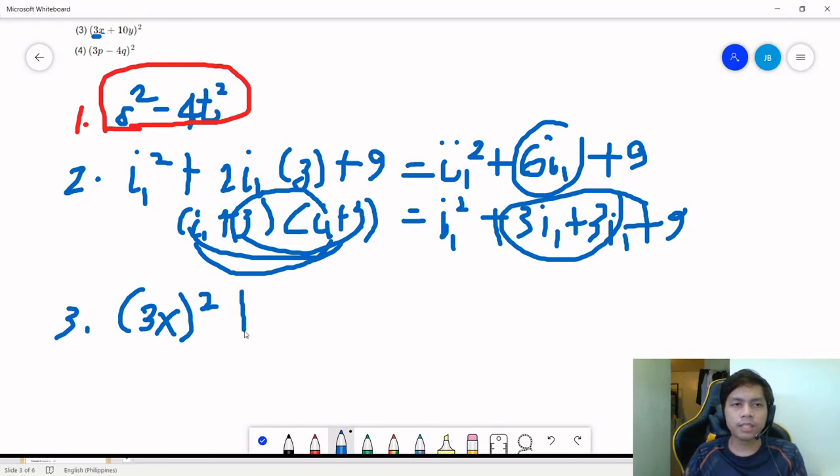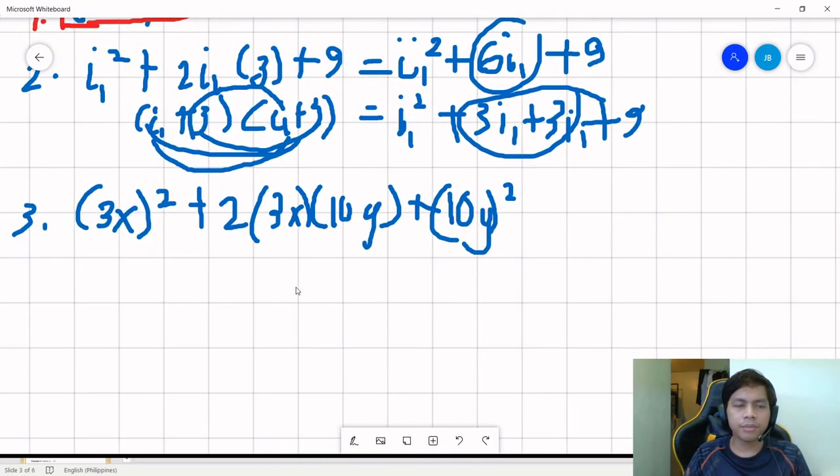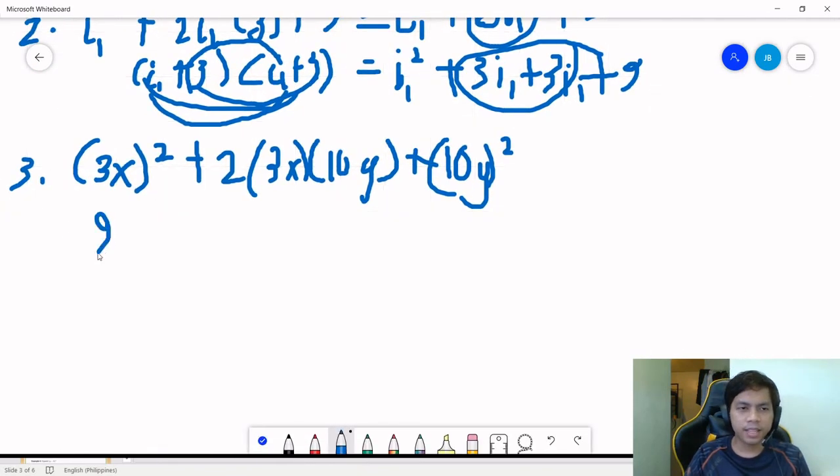Alright? So plus 2xy. So 2 times yung x natin is 3x. Yung y natin is 10y. Plus the 10y squared. So 10y, then i-square natin siya. So basically we will arrive at 9x squared plus 2 times 3, that's 6, times 10, that's 60, then x and y, plus 100y squared.